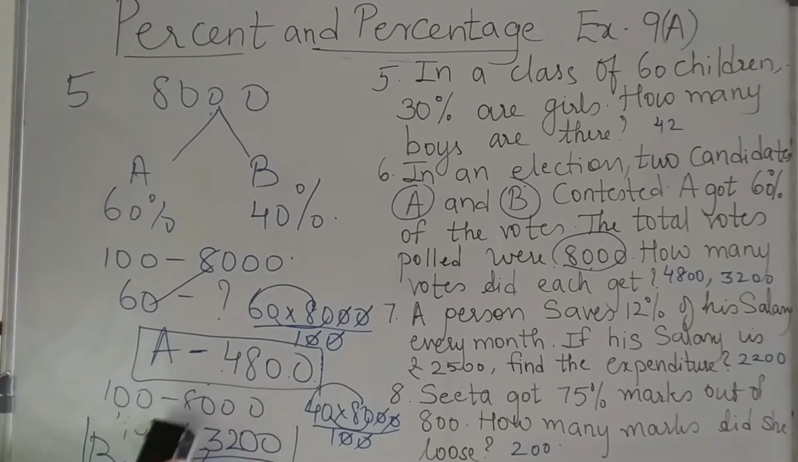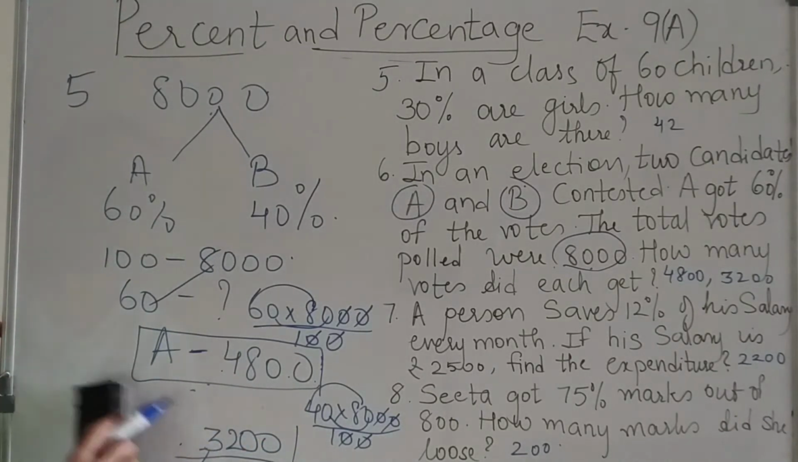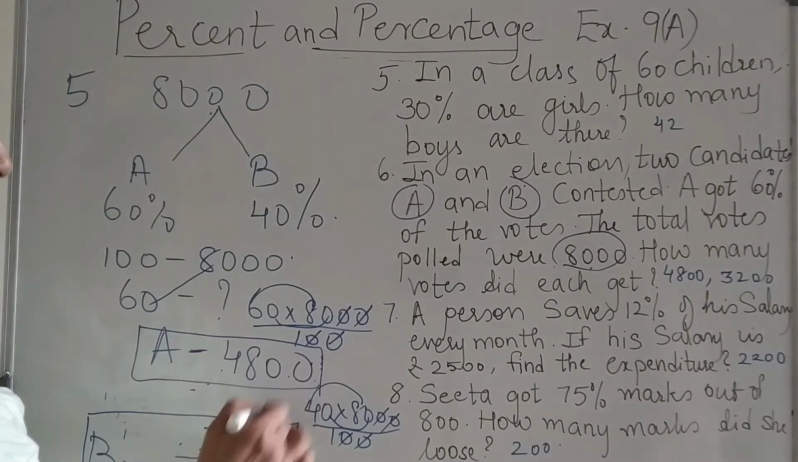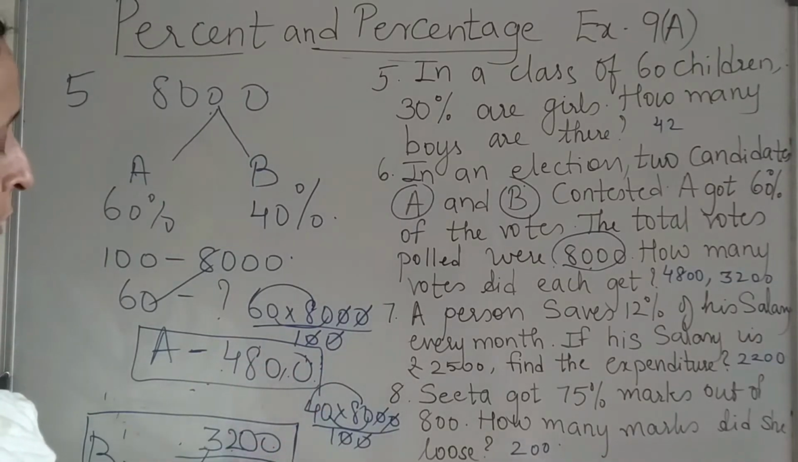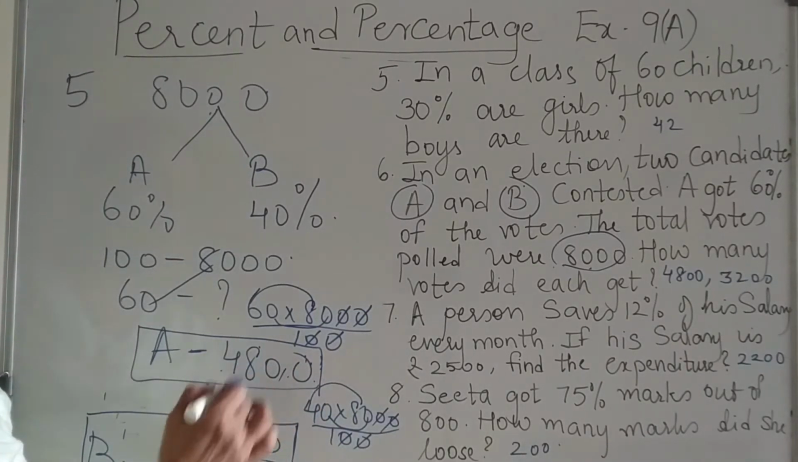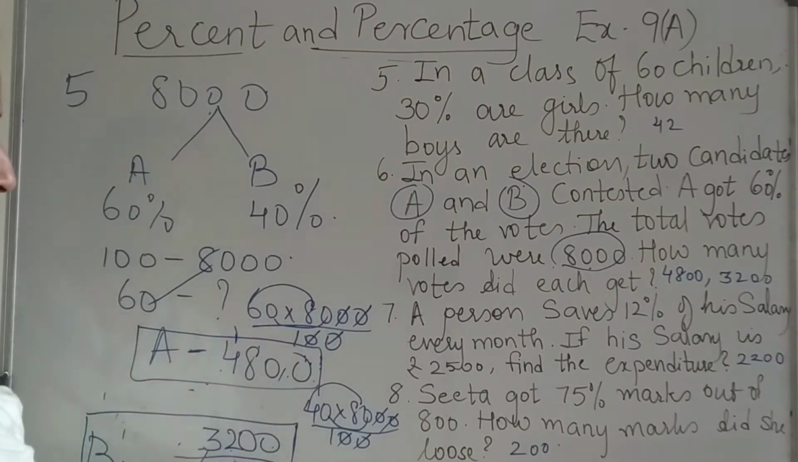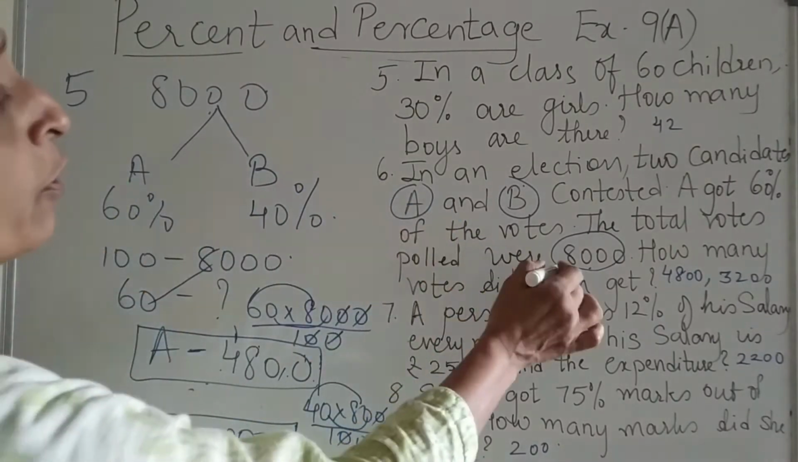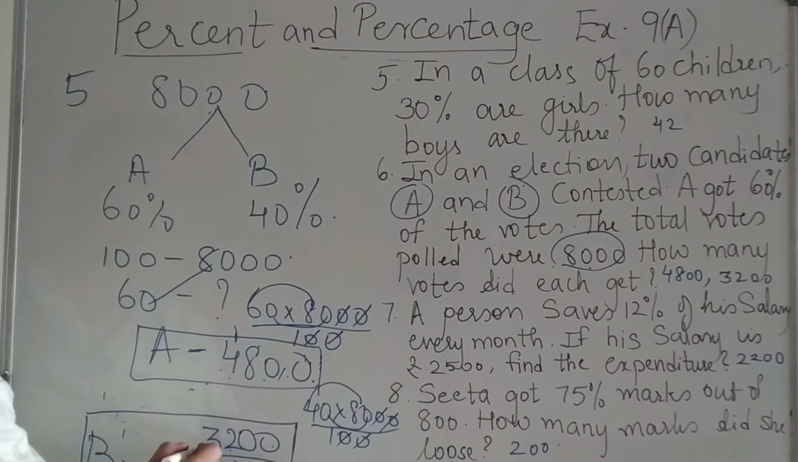B gets 3,200. So this is the total. Now if you total this vote, 0 plus 0, 0, 0 plus 0, 0, 8 plus 2, 10, 1 carry, 4 plus 3, 7, plus 1, 8,000. So that becomes 8,000. So here A gets 4,800 and B gets 3,200.